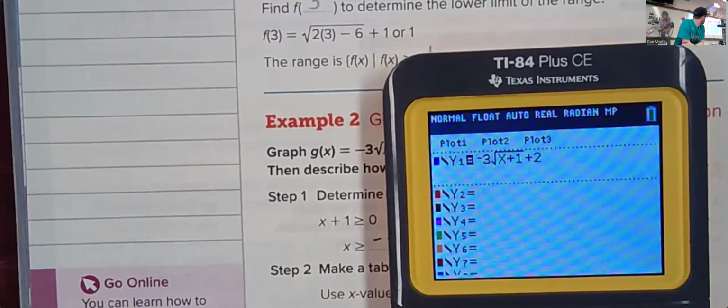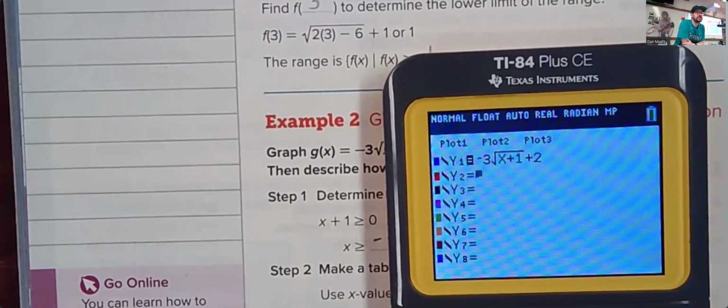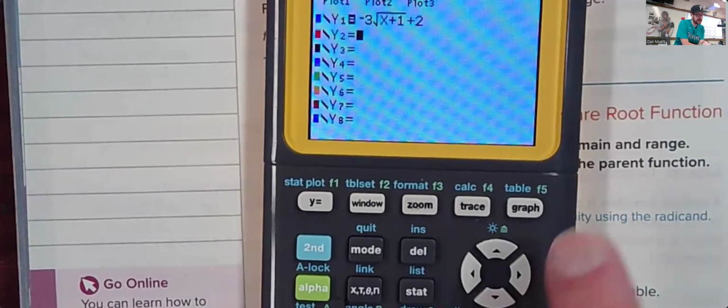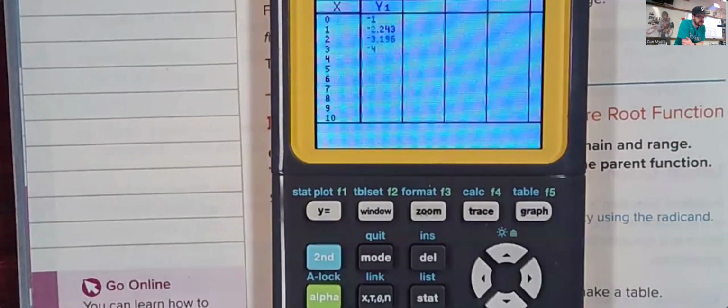We could look at the graph, but looking at the graph is not going to give us the exact values for x's and y's. Does anybody know how to get to a place in the calculator where we could actually look at the x and the y values paired up? Second and then graph. Yeah, you look at the table of values. So second graph takes you to a table of values.